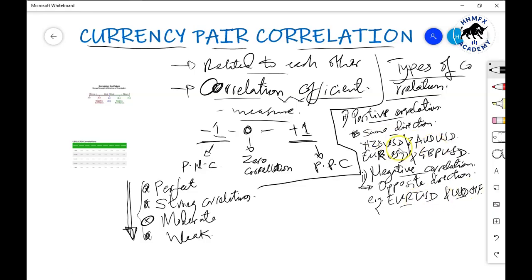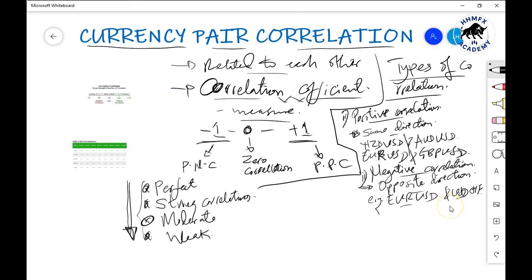So we have seen positive correlation. Among the examples of currency pairs that show positive correlation, we didn't have any pairs that show a perfect positive correlation. We had a strong positive correlation, but for negative correlation, we have a perfect negative correlation between EURUSD and USDCHF. It means they show a correlation coefficient of -1.